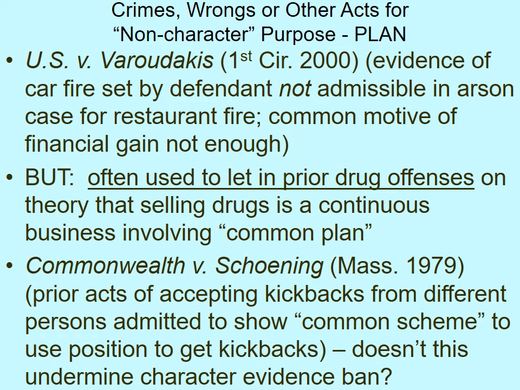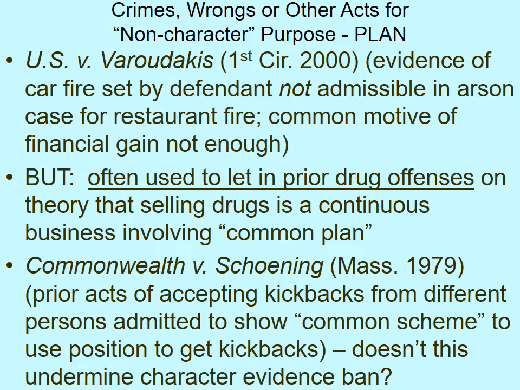I have another example on this slide, U.S. versus Varadakis out of the First Circuit. Here we see an appellate court saying that a trial judge should not have admitted evidence that the defendant set his car on fire in the past in his current arson trial for setting a restaurant fire. The trial court had let in this evidence, but the appellate court said no, that was an abuse of discretion. The car fire was too remote in time and also lacked a strong enough link to show that it was part of some common plan.